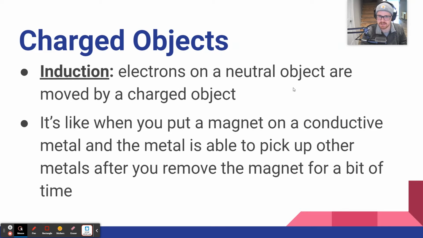And then there's induction. Induction is when electrons in a neutrally charged object are moved by a charged object. They're not moved from one object to another, it's just that they're rearranged. So again, it's not winning or losing, because that depends on the electrostatic series of that particular object. Does it lose them very well? Does it rearrange them all that well?